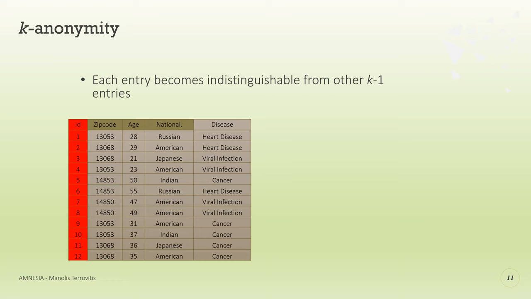So this pseudonymized data set is not safe, because if I know, for example, that John is American and he has a zip code of 13068 and he's 29 years old, then I can uniquely identify his record and see that he has been diagnosed with heart problems. So pseudonymization is not safe if you have additional descriptive information that you can link.